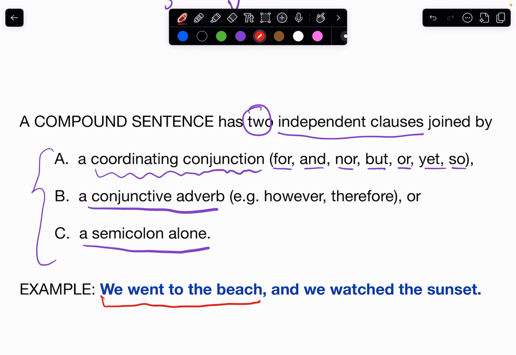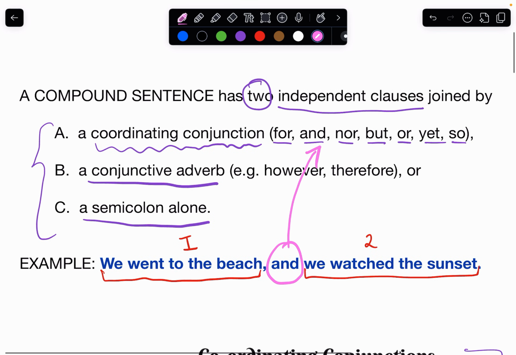Okay, so let's have a look at the example. We went to the beach, that's independent clause 1. We watched the sunset, that's independent clause 2. And then the "and" is the coordinating conjunction. So it's joined by the coordinating conjunction, and this becomes a compound sentence.